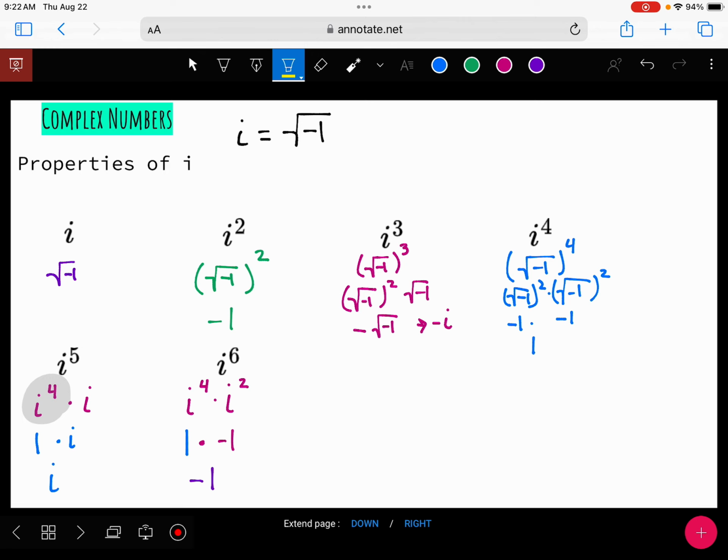We have i to the first, negative 1, negative i to the first, 1. Those are the only possibilities for answers. So if you wind up with an i squared, you're not done. If you wind up with an i cubed, you're not done.